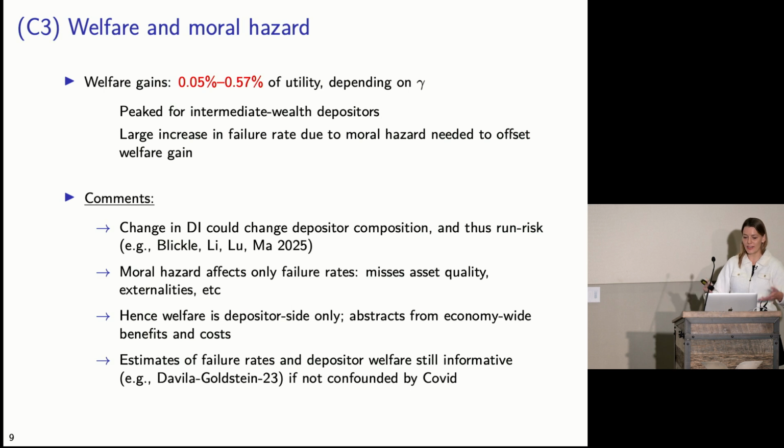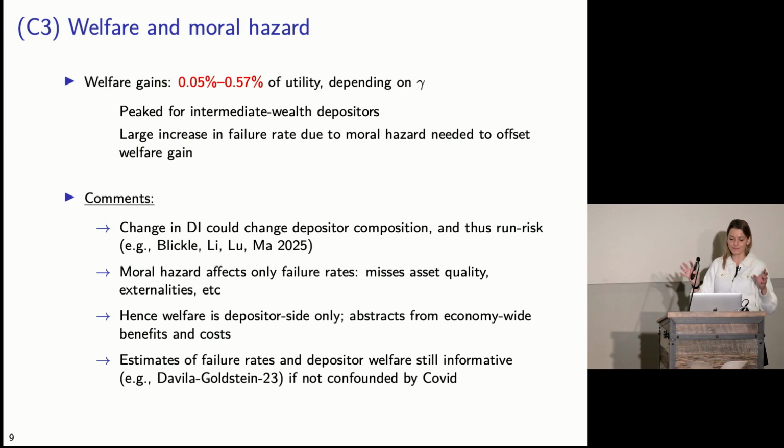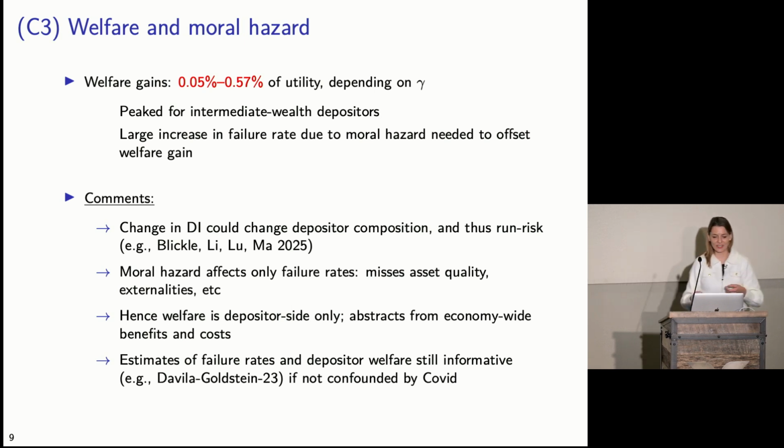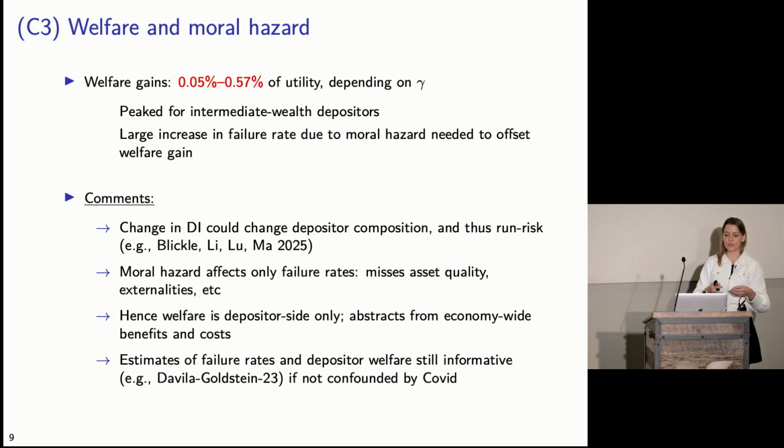Then quite obviously moral hazard affects here in this model only the failure rate, which misses a lot of things. I mean, prices could adjust, there's asset quality, there's tons of externality. So what this paper talks about is welfare from a quite narrow depositor side, and abstracts from many economy-wide benefits and costs. However, that's still useful, as Eduardo's work has also shown, if we can tie these estimates causally to this channel and they're not confounded by COVID.